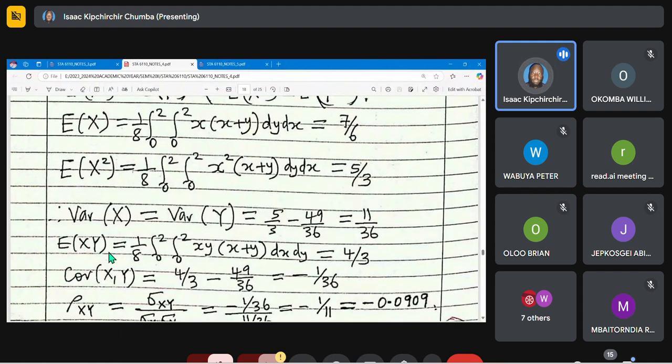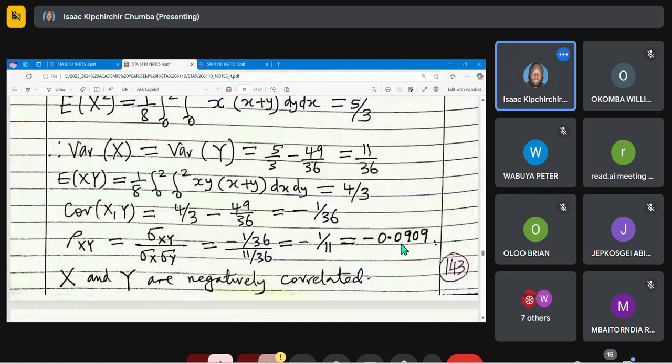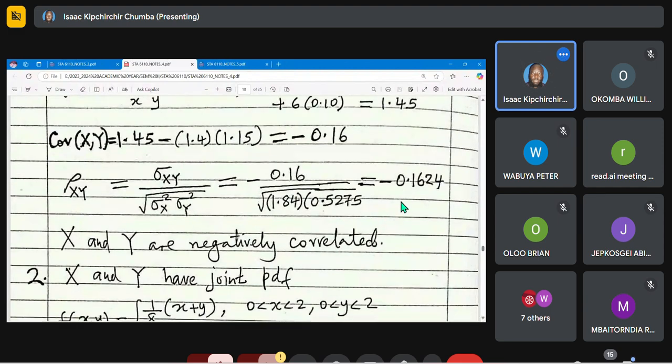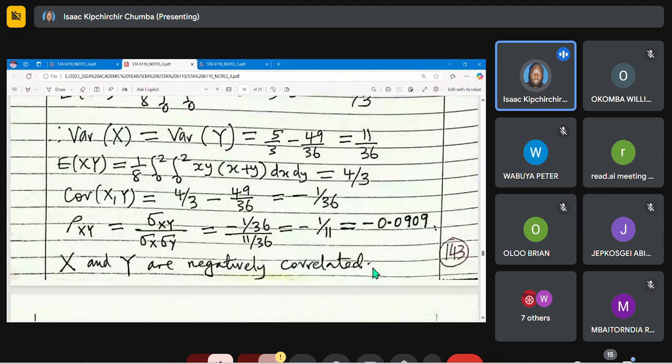Now get the mean of XY, that gives the covariance, then the correlation. You see, this is a very weak one. Negatively, they are both negatively correlated. It's a bit stronger than this one, but they are both negatively correlated.